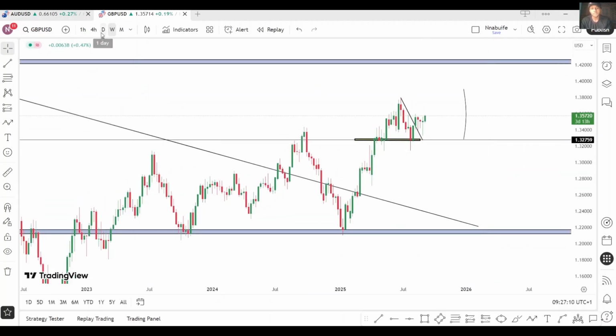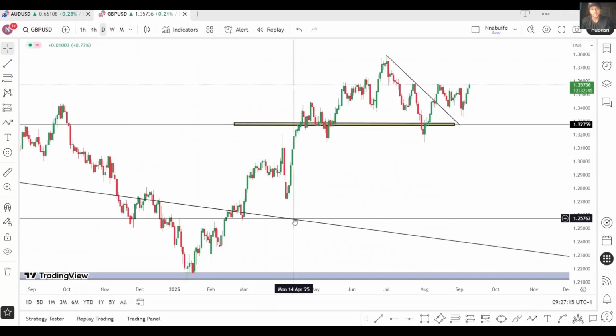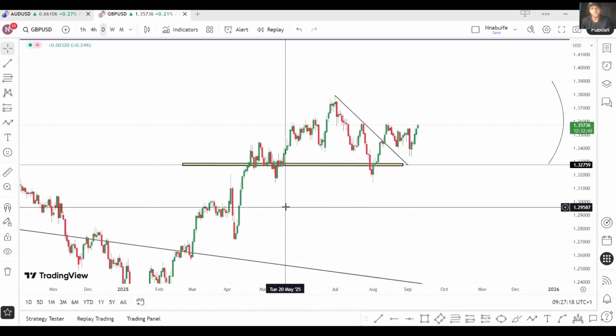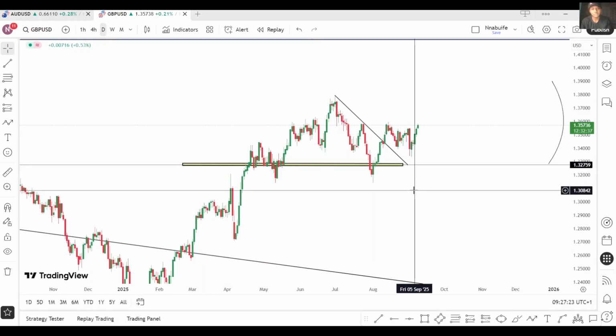So on the daily time frame, you can see that we are bullish. We're making higher highs and higher lows, higher highs and higher lows. So we are officially bullish on the daily time frame. So we only look for buying opportunities. We do not look for selling opportunities.